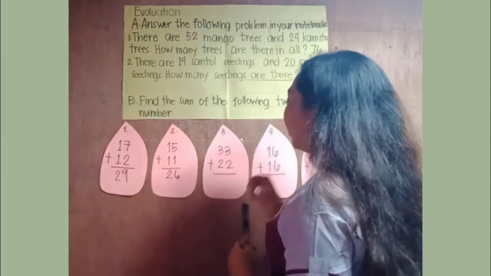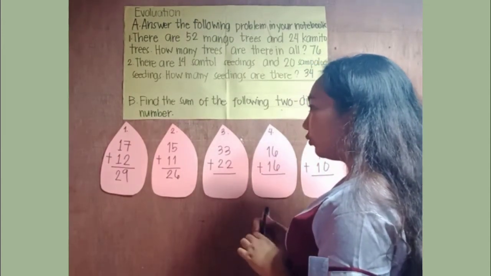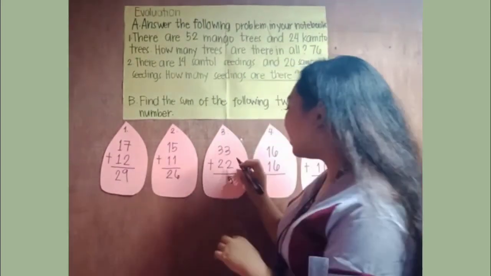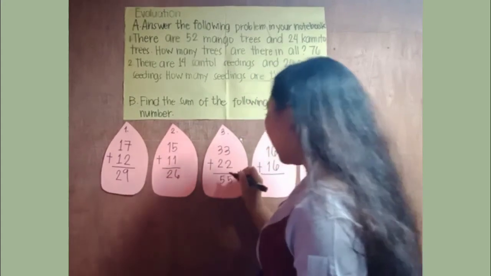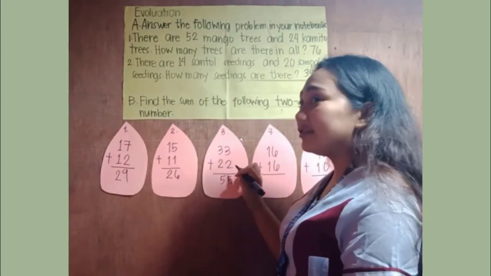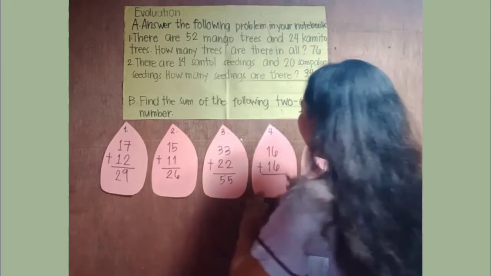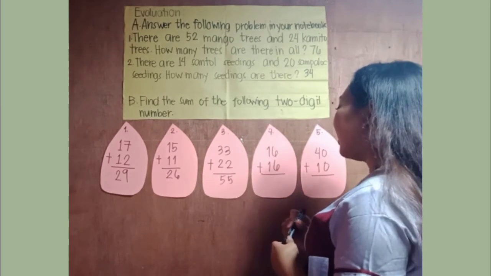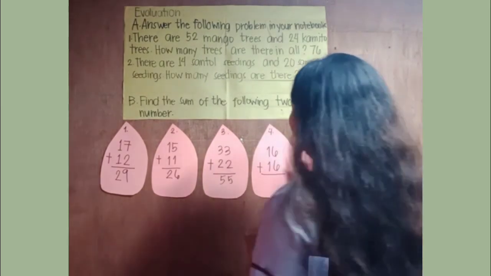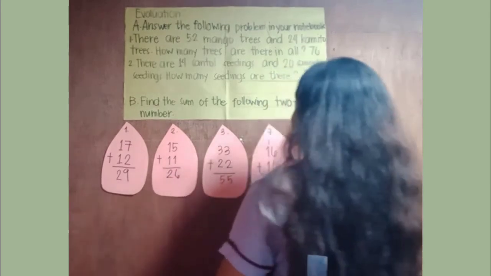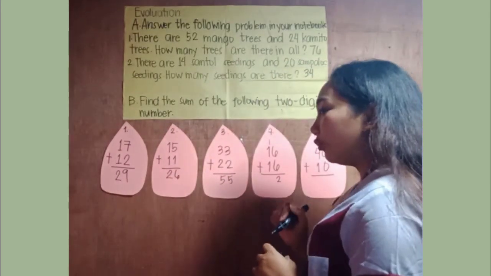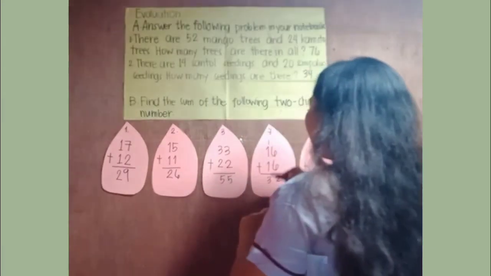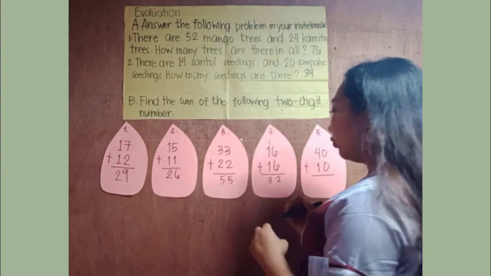In number 3, 33 plus 22. 3 plus 2 is equals to 5. 3 plus 2 is equals to 5 again. So, 33 plus 22 is equals to 55. So, number 4, 16 plus 16. 6 plus 6 is equals to 12. So, 1 plus 1 is equals to 2. So, 2 plus 1 is equals to 3. So, 16 plus 16 is equals to 32.